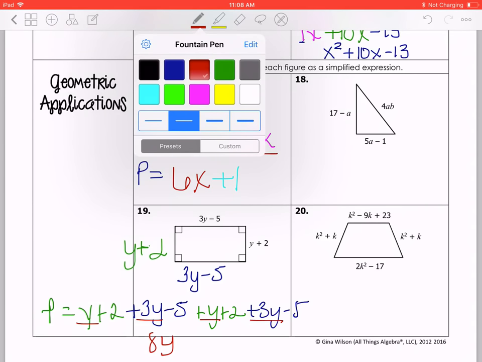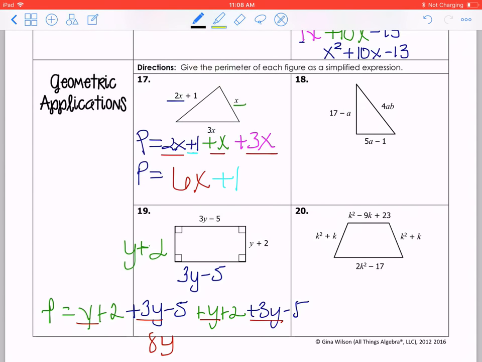Then you're going to combine your constants, so 2, negative 5, 2, and negative 5, and that's going to give you a negative 6. So perimeter equals 8y minus 6.